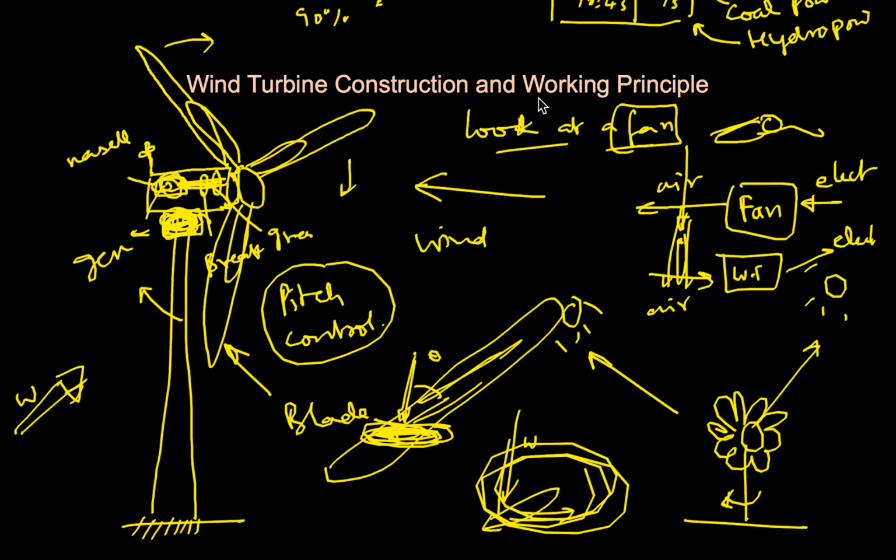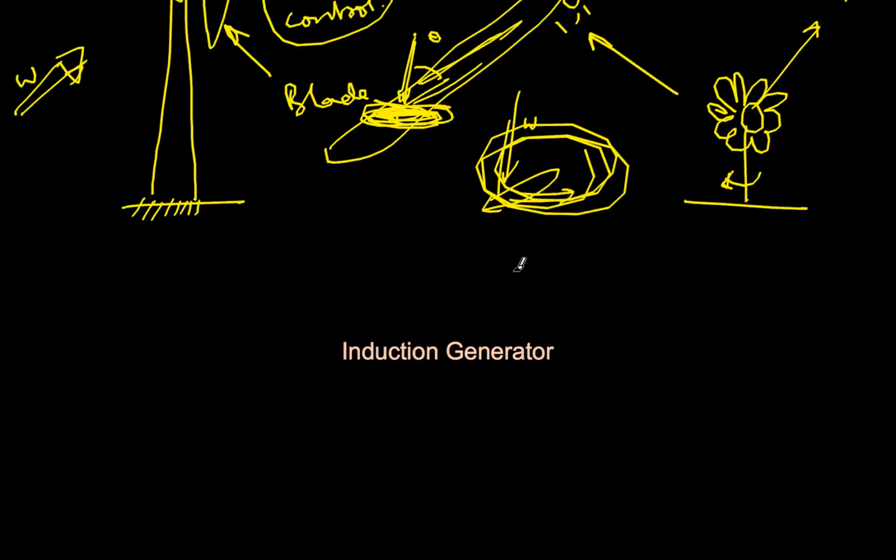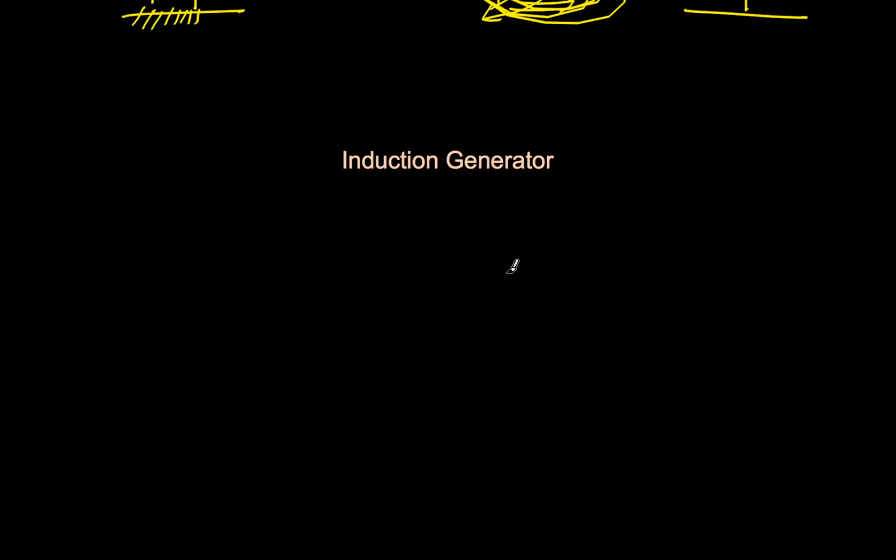So I hope you're getting some sense of scale, some sense of idea about what this wind turbine is. Of course, we will separately see another video which looks at the mathematical working of this wind power and all. So let's continue. Now, what kind of generator do we use?